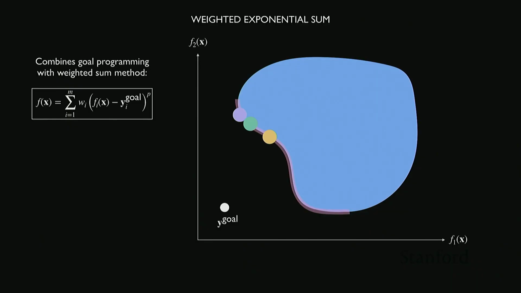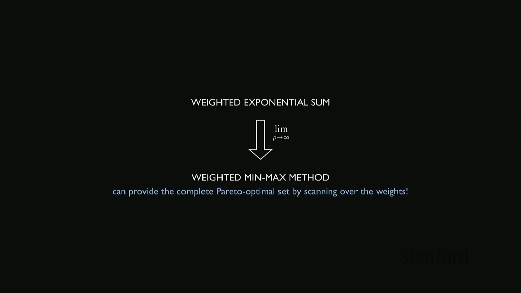Any questions on that? Will this get everything? No. So varying P is actually still not guaranteed to obtain the complete Pareto frontier, but no worries. If we take the limit as P approaches infinity, we get something called the weighted min-max method, which can provide the complete Pareto frontier, or the complete Pareto optimal set, if we scan over the weights. So if you want to see it, it just turns some things into a min and a max, and you can check that out in the book.